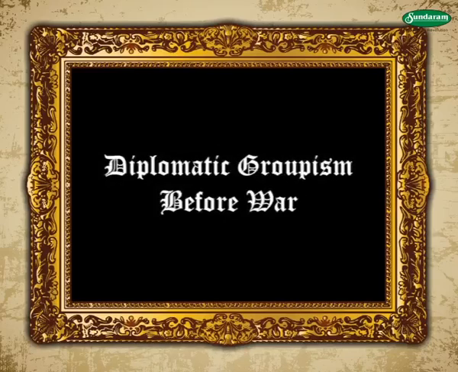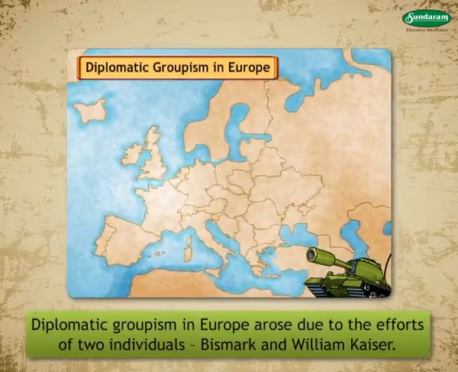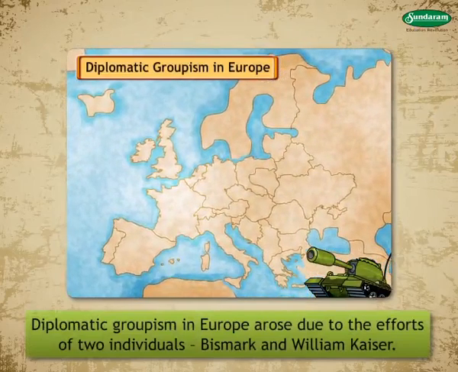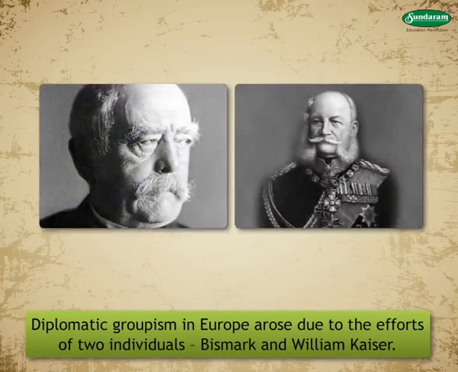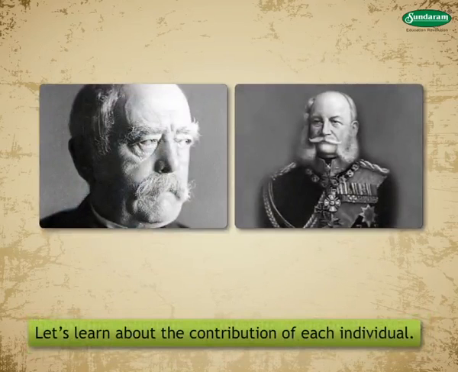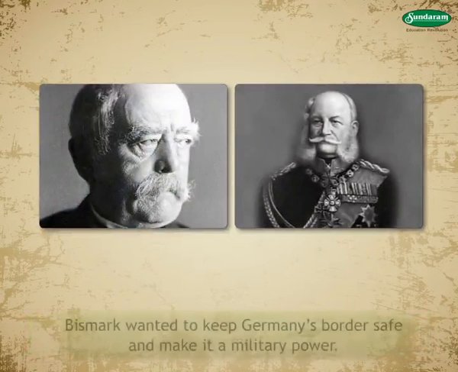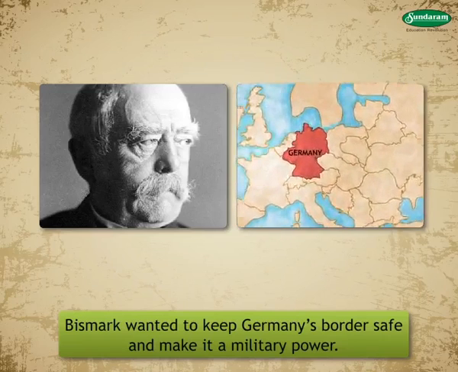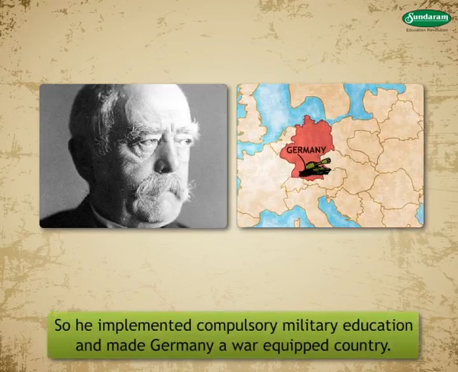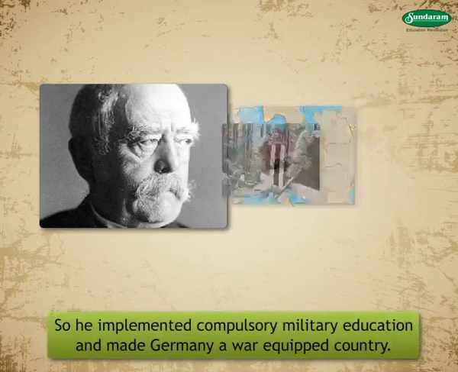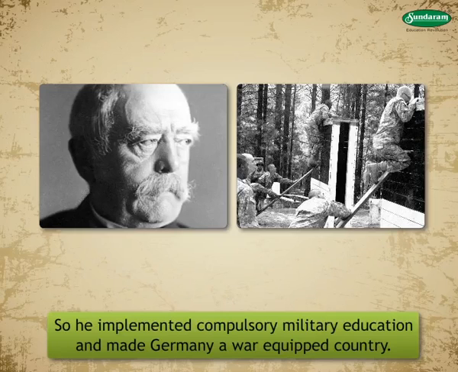Diplomatic groupism before war. Diplomatic groupism in Europe arose due to the efforts of two individuals, Bismarck and Wilhelm Kaiser. Let's learn about the contribution of each individual. Bismarck wanted to keep Germany's borders safe and make it a military power. So, he implemented compulsory military education and made Germany a war-equipped country.